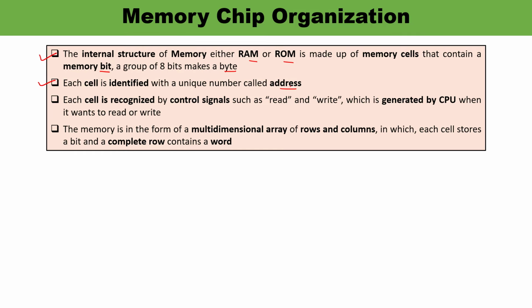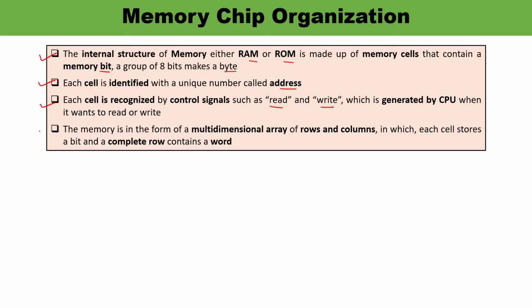The cell is recognized depending upon the requirement of the CPU, which means depending upon the control signal generated by the CPU. If the control signal the CPU generates is read, it means reading the content from the memory. If the CPU generates the write control signal, it means writing the content into the memory. So depending upon the requirement of the CPU, it generates a control signal, and accordingly a read or write operation can be performed on a particular memory cell.